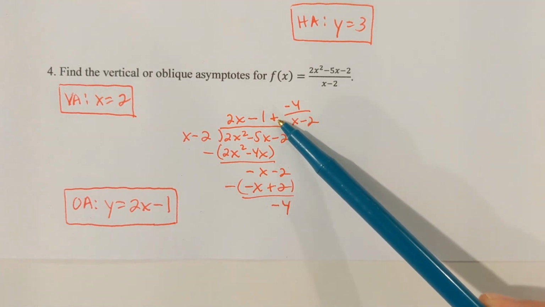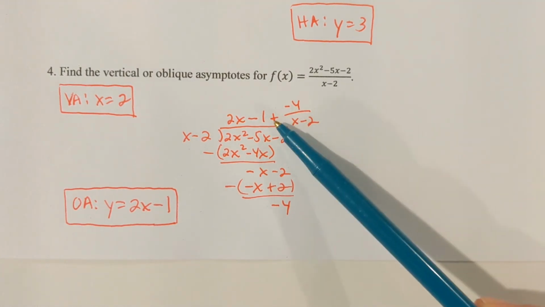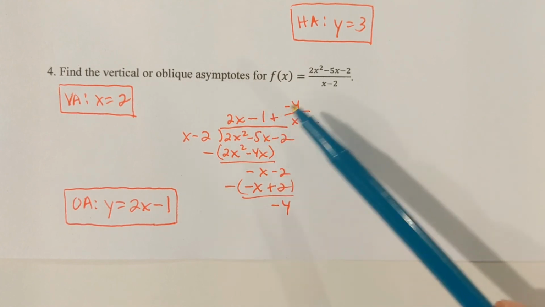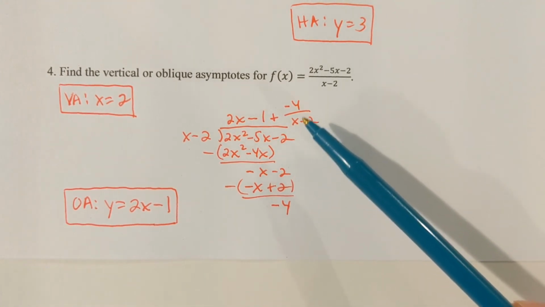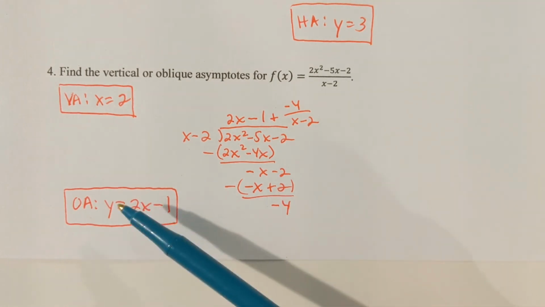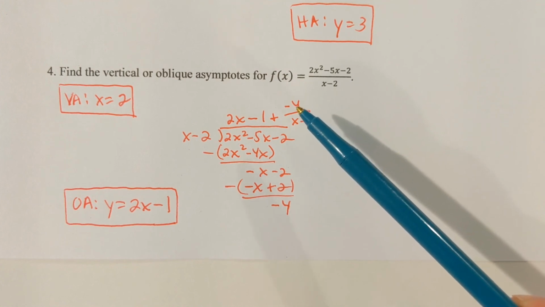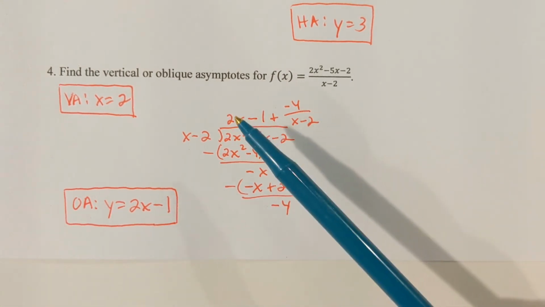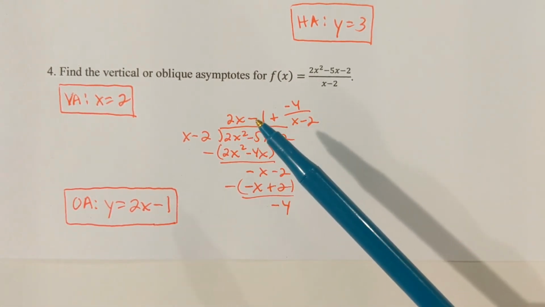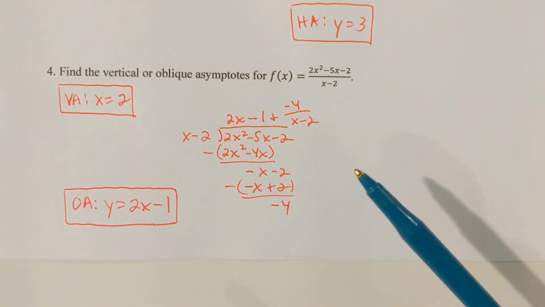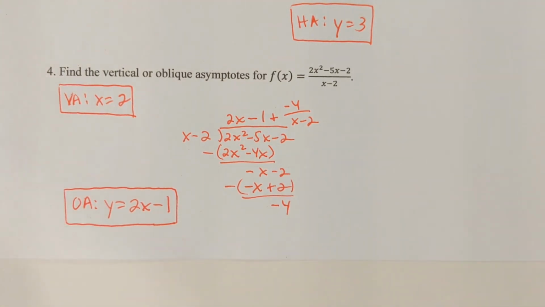The complete leftover information is a fraction that gets added to the quotient. So negative 4 over x minus 2, that would be the leftover. Now the equation of this asymptote would be found by ignoring the leftover here and then writing as an equation y equals the information that is to the left: y equals 2x minus 1. Okay, and we'll take a break right there.